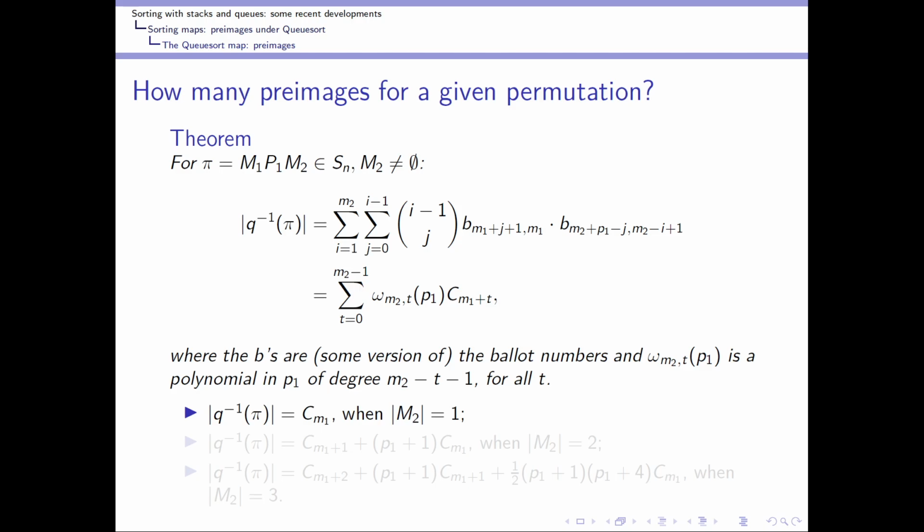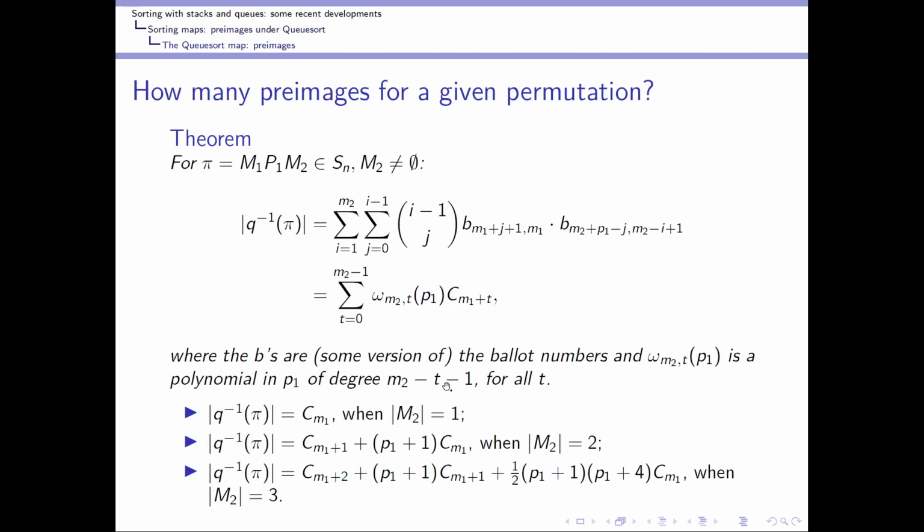Some special cases can be obtained by choosing small numbers for the cardinality of M2. So when M2 has cardinality 1, 2, or 3, here are the numbers of preimages of pi. As can be noticed in these linear combinations of Catalan numbers, the coefficients seem to somehow stabilize, and this may be not too hard to prove. We have not actually tried to do so.